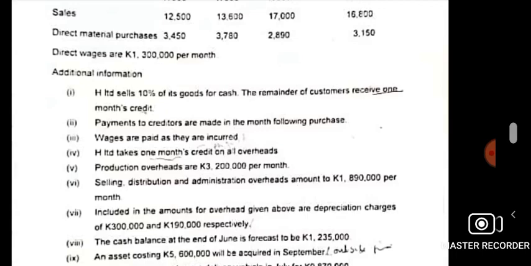Number 7 says included in the amounts of overhead given above are depreciation charges of 300,000 and 190,000 respectively. What do they mean? In the production overhead, there's a 300. In the other one, the selling, there's a 190. That's what they mean by respectively, because there are two overheads. The first depreciation refers to the first overhead mentioned, which was production. The second depreciation of 190 refers to the second overhead mentioned, which was the selling and distribution.